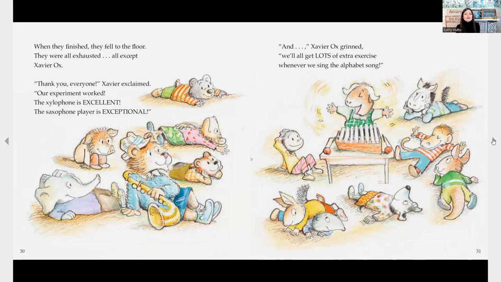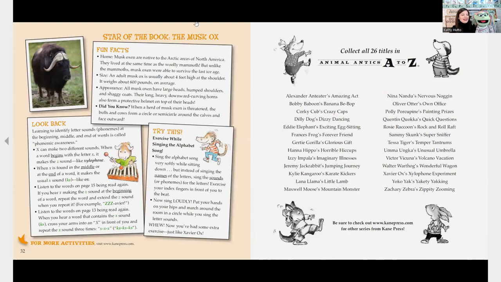"Thank you, everyone," Xavier exclaimed. "Our experiment worked. The xylophone is excellent. The saxophone player is exceptional. And," Xavier Ox grinned, "we'll all get lots of extra exercise whenever we sing the alphabet song." The end.